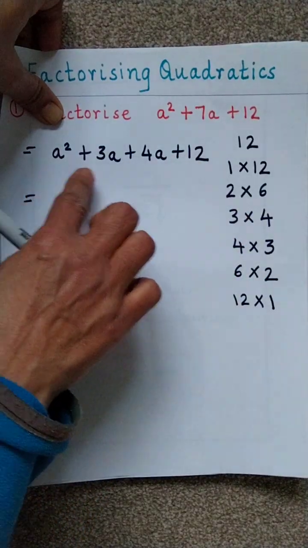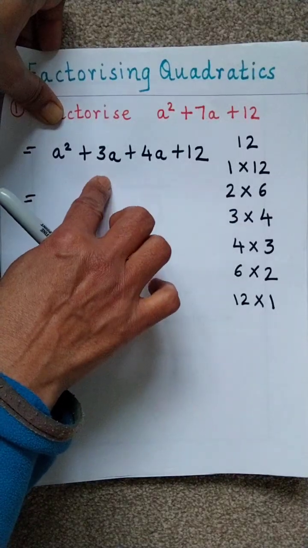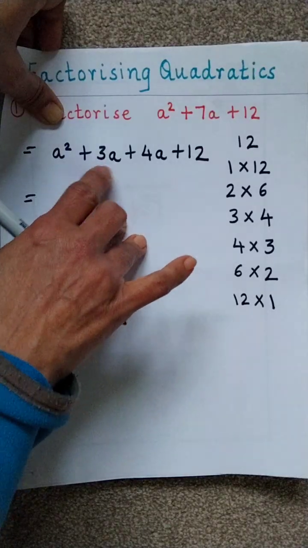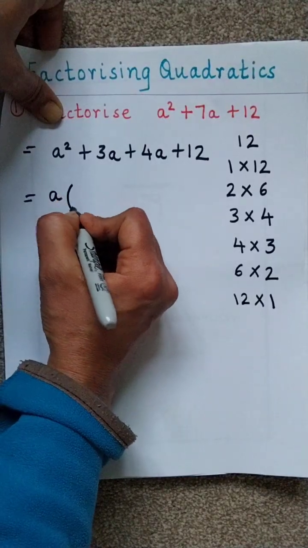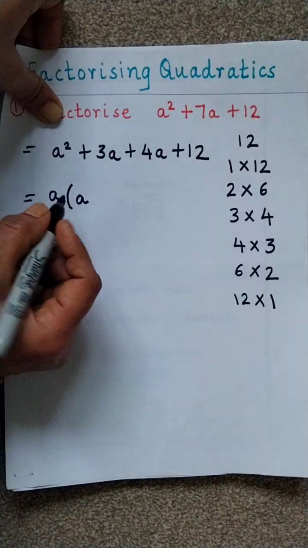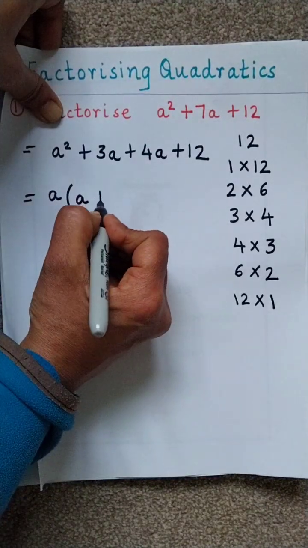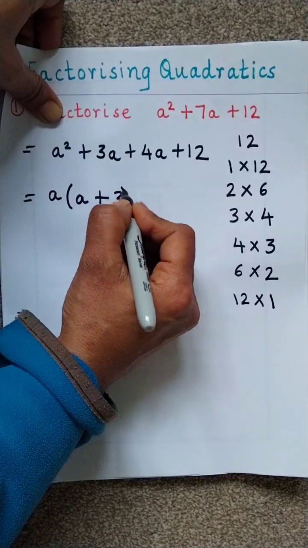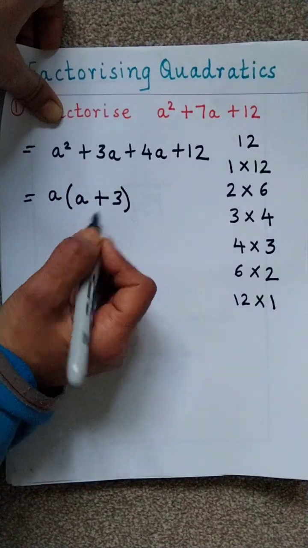Now a square plus 3a. A square can be written as a times a and 3a can be written as 3 times a. So what is common here? a is common. So we select a because a is common. We put it outside the bracket and then inside we write what remains. Here, a remains; there, 3 remains. So a square plus 3a is written as a outside and in the bracket a plus 3.